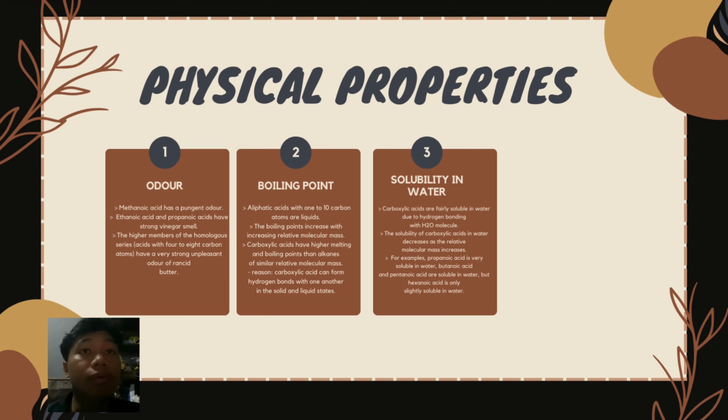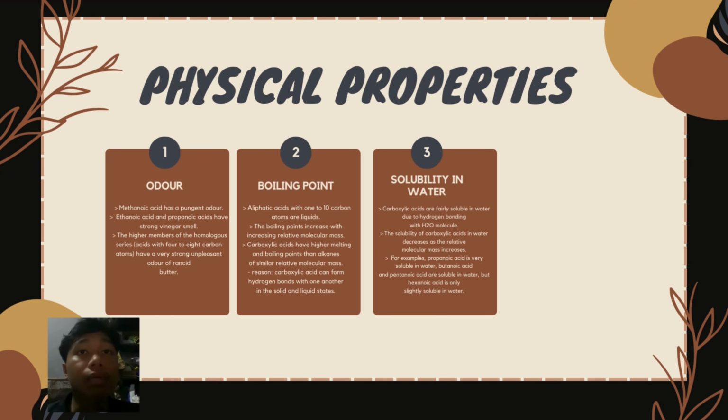Aliphatic acids with 1 to 10 carbon atoms are liquid. The boiling point increases with increasing relative molecular mass. Carboxylic acids have higher melting and boiling points than alkanes of similar relative molecular mass. The reason is carboxylic acids can form hydrogen bonds with one another in the solid and liquid states.